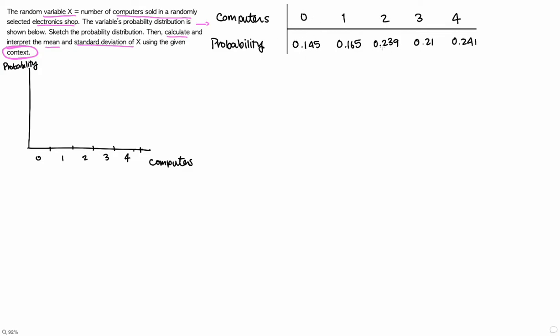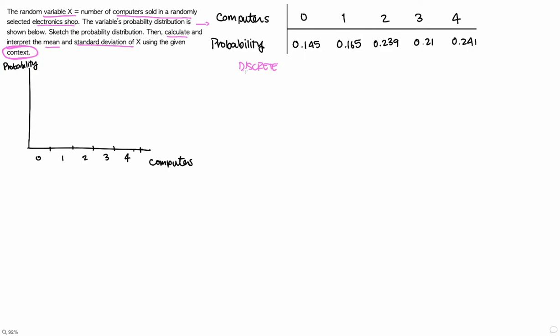So this random variable distribution here, the first thing you should be thinking is that I have 0 computers, 1 computer, 2 computers, 3 and 4. Do I see any values in between? And the answer is no. So right away, this should tell you that this is a discrete random variable distribution.